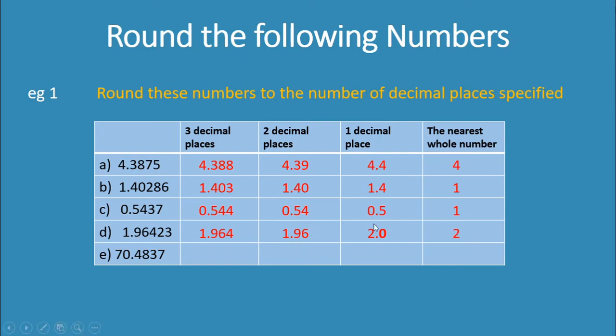Again, notice these two values are the same value. However, this is a whole number with no decimal places, and this is a whole number with 1 decimal place.